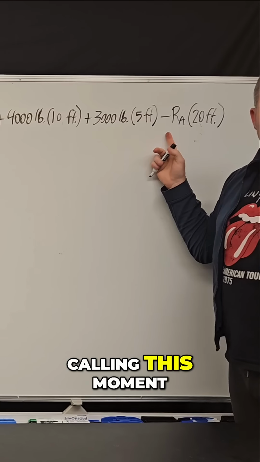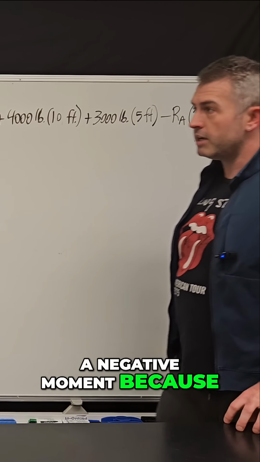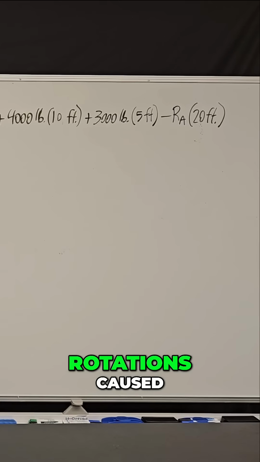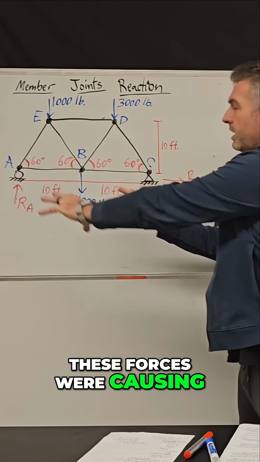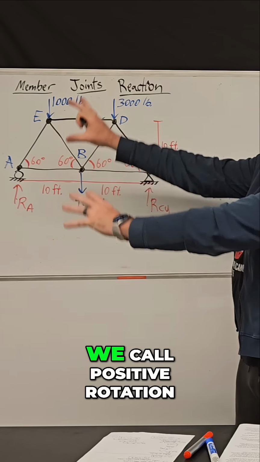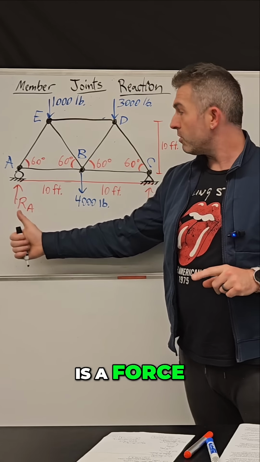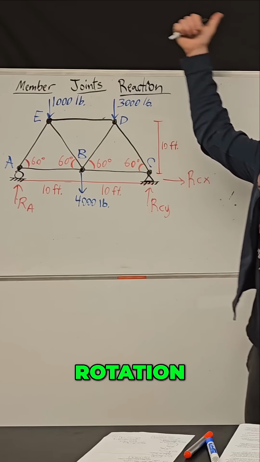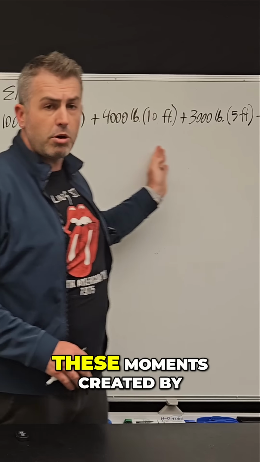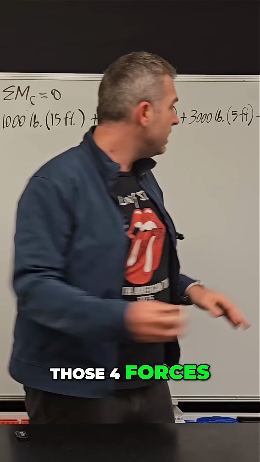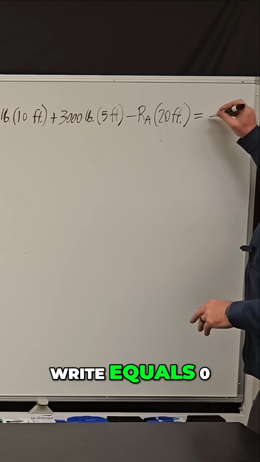And I am calling this moment a negative moment because all the other rotations caused by these forces were causing counterclockwise rotation, which is what we call positive rotation. But reaction A is a force that's creating a clockwise rotation. And so the sum of all these moments created by those four forces adds up to 0. So I'm going to write equals 0.